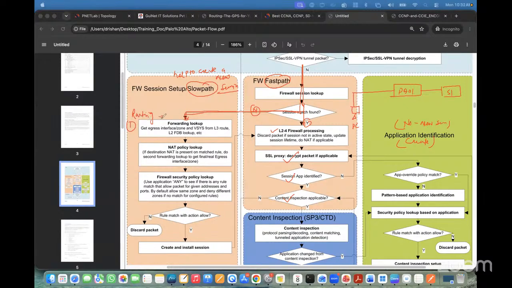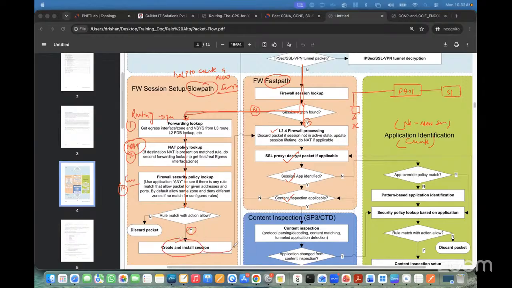If the answer is yes, I have a routing, then they will check the NAT policy if applicable. It's not necessary that all packets require NAT. If you have internal to internal communication, you might not require NAT. But if you have internal to external, definitely you require NAT. So it will check the NAT policy lookup as well. Then they will check the final thing, the security policy lookup. And if all of it matches, then they will create a new session.